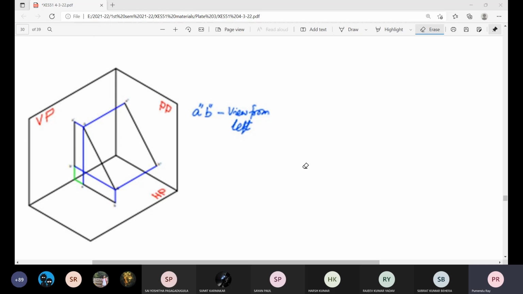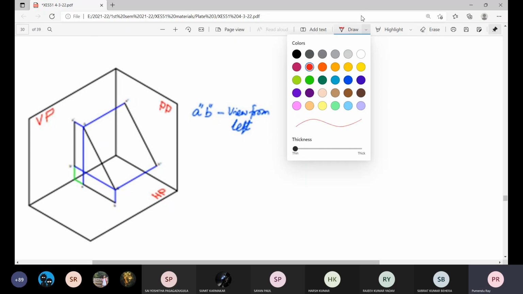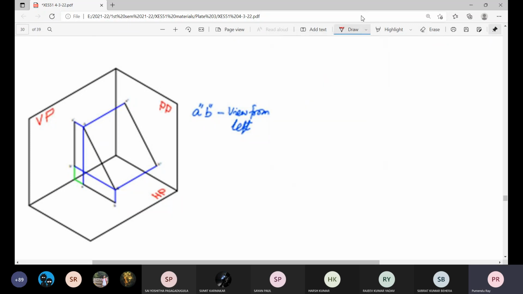Naturally, these letters are not so prominent, so I will repeat. This is the capital A, capital B. Elevation and plan are like this: small a, small b, small a dash, small b dash, and this is the side view, A double dash, B double dash. Now, as this line AB is parallel to PP, its projection will show the true length.